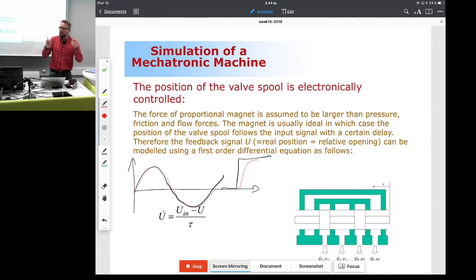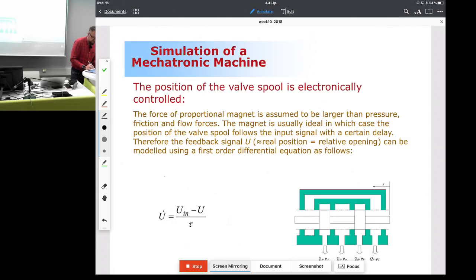If we have small masses and a lot of force, then it's possible to reach this reference position faster than in other cases, but this always comes with a little bit of delay. And this is exactly how we're going to model the spool position. So we're simply going to use a first order differential equation, as shown here.